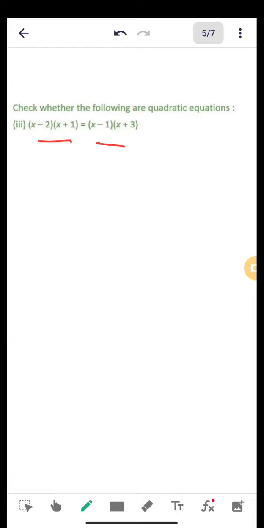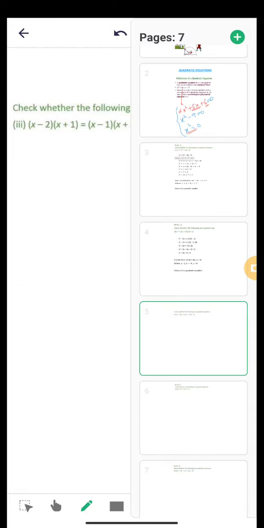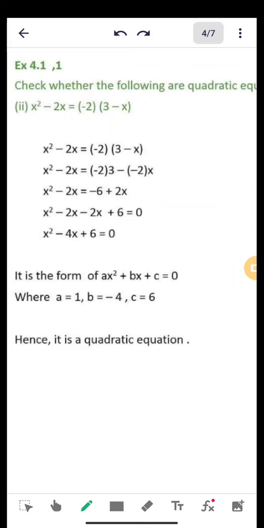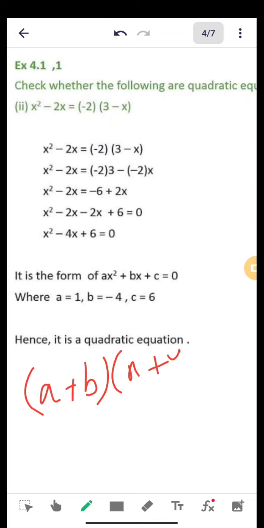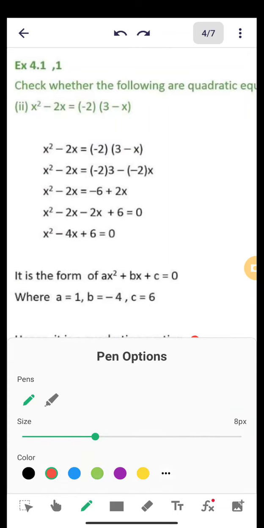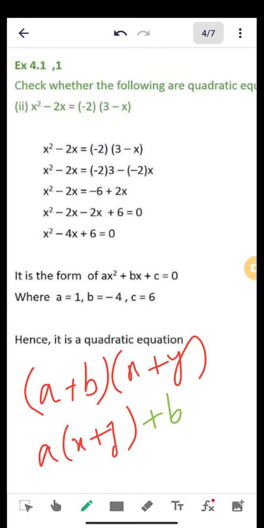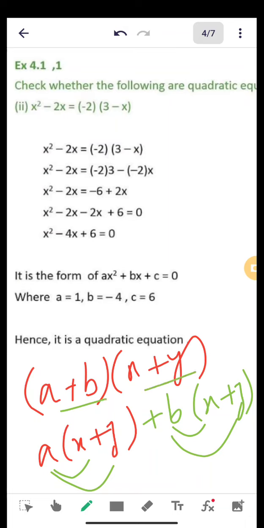So here, how to multiply this type of terms? Very simple. You have done this in lower classes. This is the distributive property. Okay, so if you have a plus b into x plus y, you can multiply it in this way: a into x plus y, plus b into x plus y. Then again multiplying ax, ay, bx, by. So remember this method for multiplying a binomial with a binomial or a trinomial or any other polynomial.